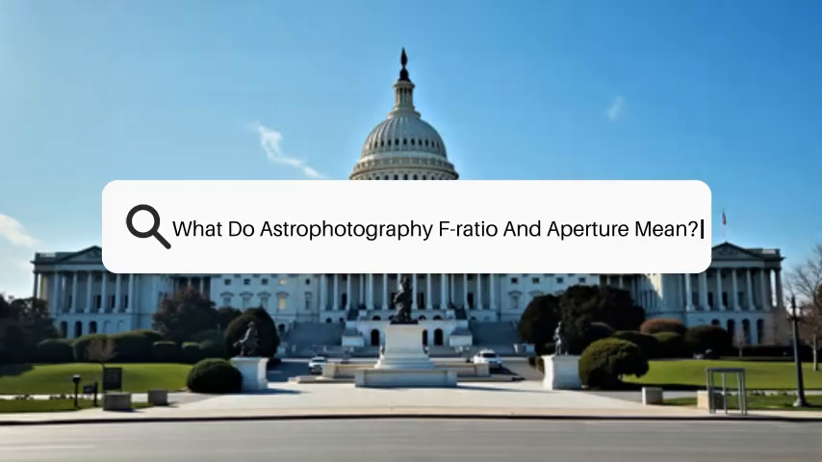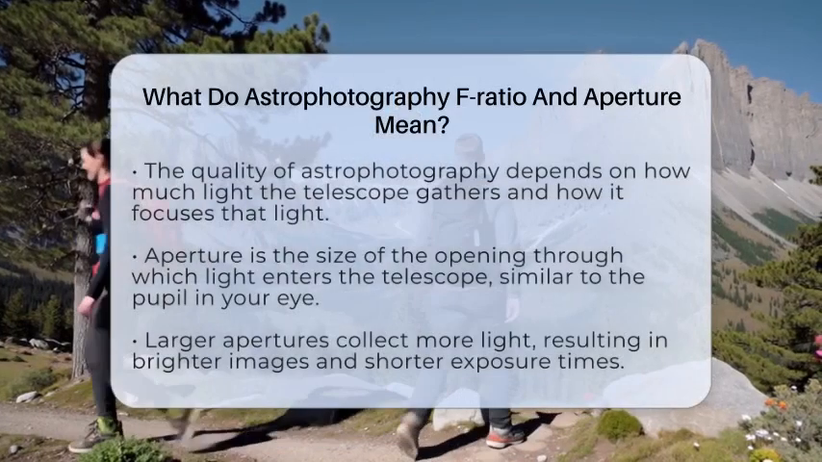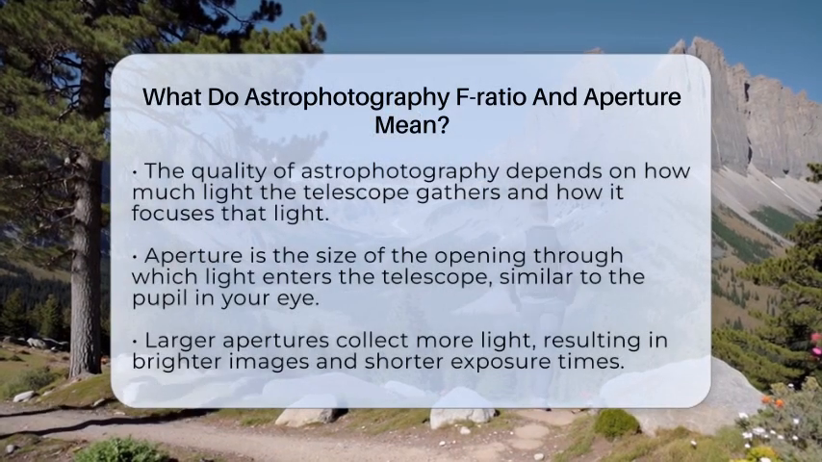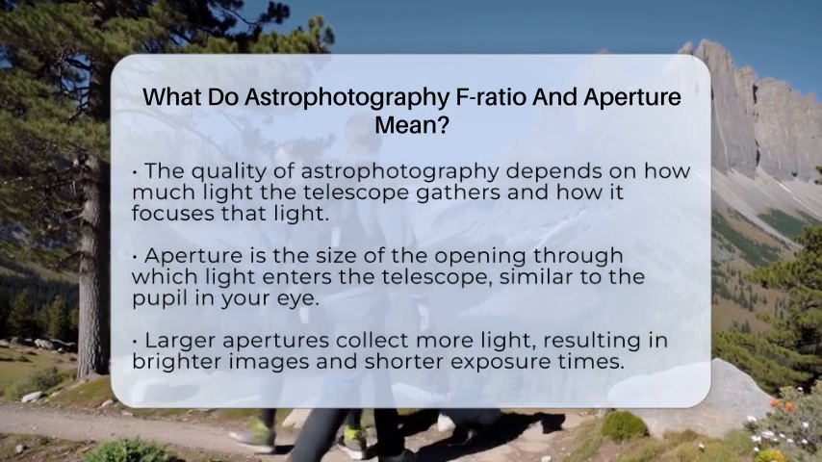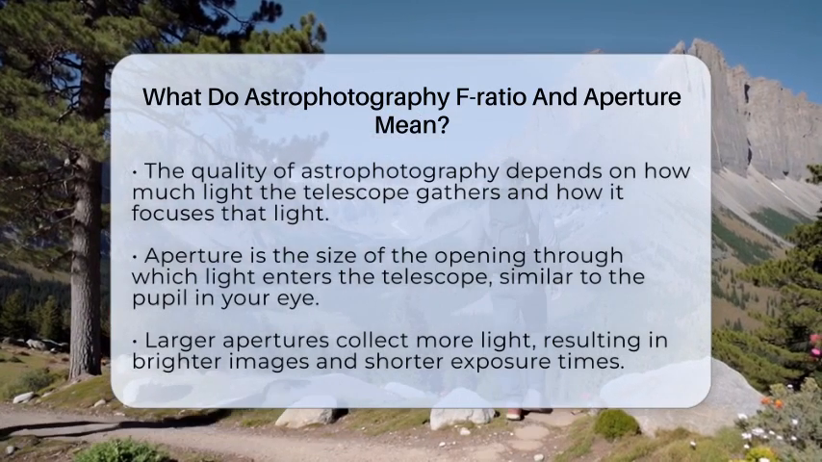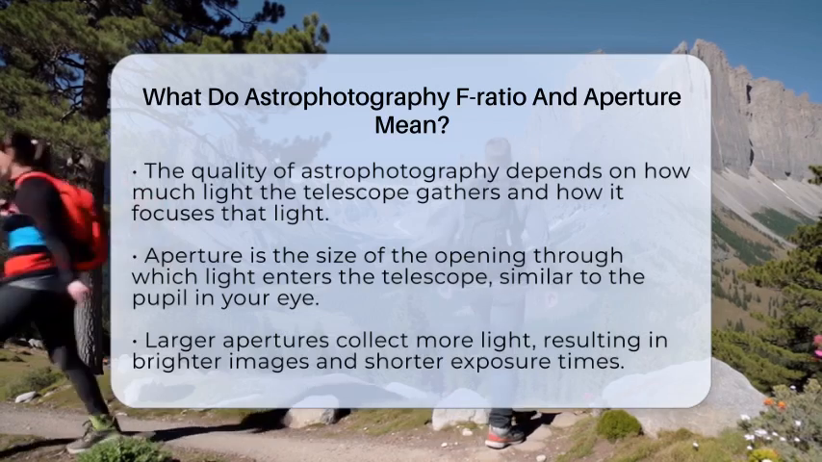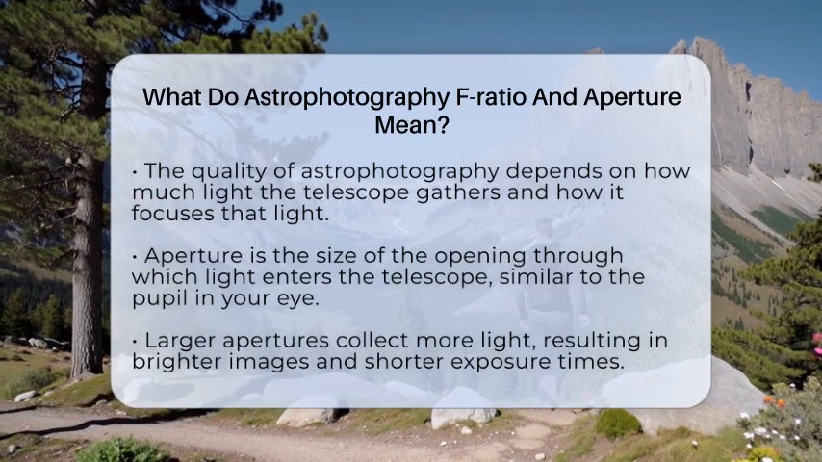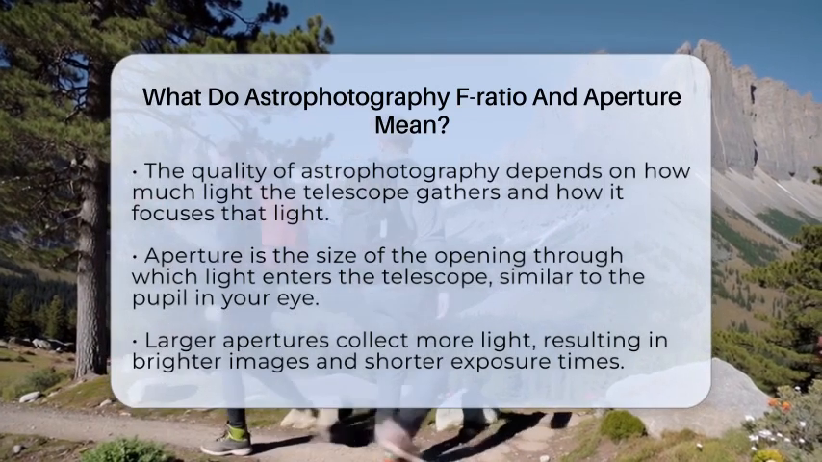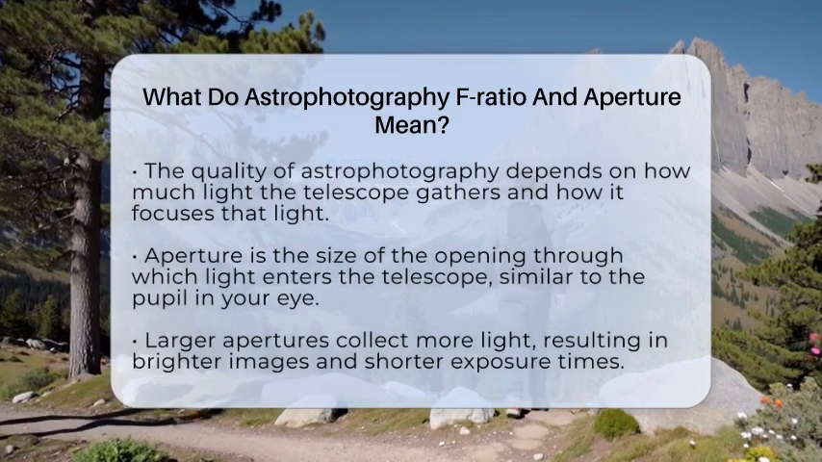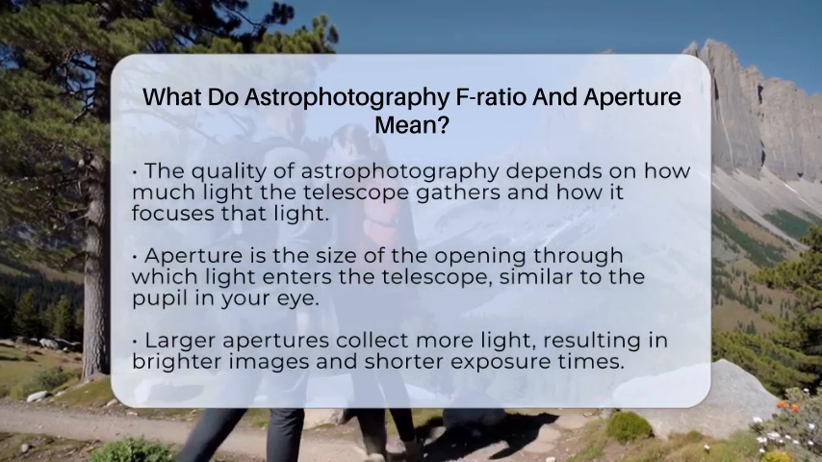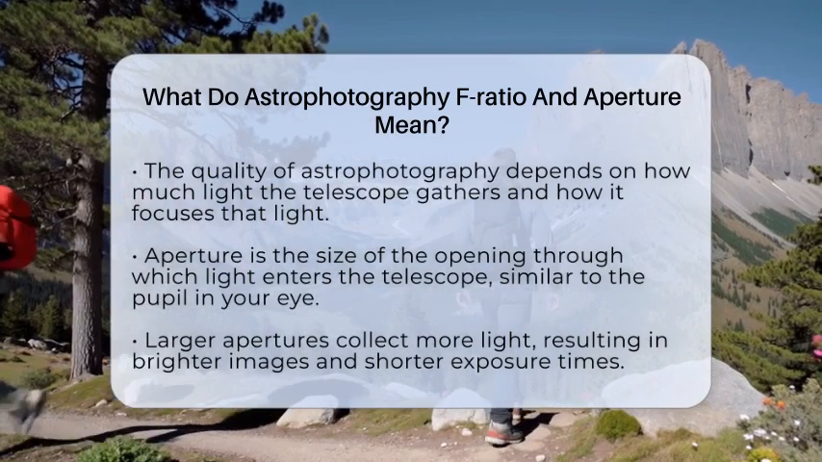What do astrophotography, f ratio, and aperture mean? Imagine trying to take a picture of a star in the night sky. The quality of that picture depends on how much light your telescope gathers and how it's focused. That's where the terms f ratio and aperture come into play. They are fundamental for anyone interested in capturing stunning images of the cosmos.